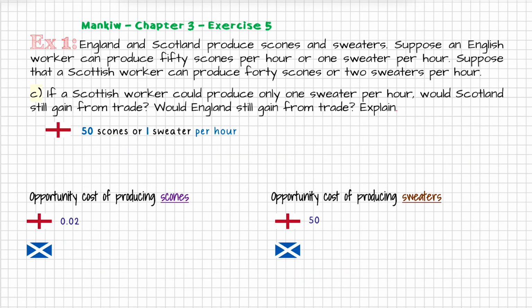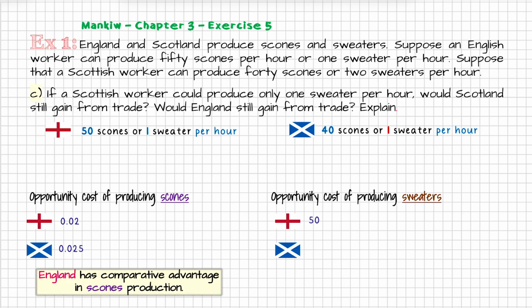Now, letter C. If a Scottish worker could produce only one sweater per hour, would Scotland still gain from trade? Would England still gain from trade? Explain. To verify that, we need to recalculate the opportunity cost of Scotland. The opportunity cost of producing scones changed to 1 divided by 40, 0.025. It is higher than the opportunity cost of England. So England still has comparative advantage in scones production.